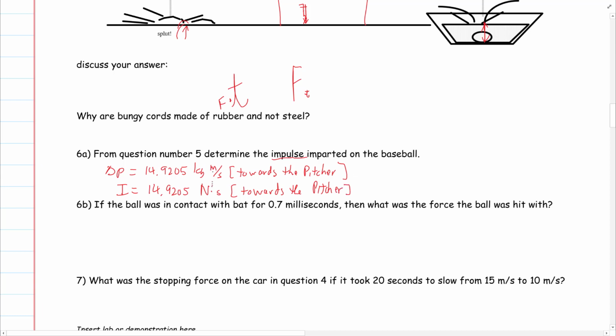Now, you could mix up these units and it would still be correct since they are equivalent, just like the force of gravity is mg, and we write down kilograms meters per second squared, or we could write down newtons. Just the same, newton seconds is kilograms meters per second. Oh my goodness, we were playing with it so close. So if the ball was in contact with the bat for 0.7 milliseconds, then what was the force the bat hit the ball with?